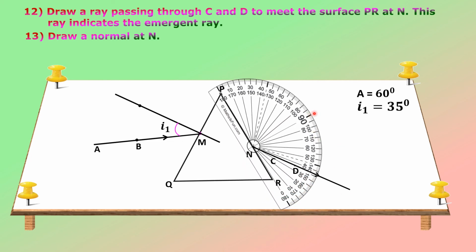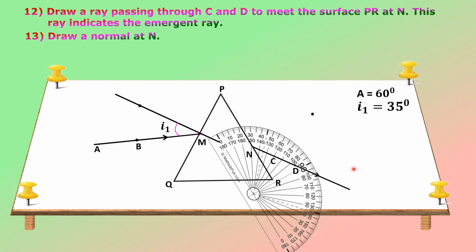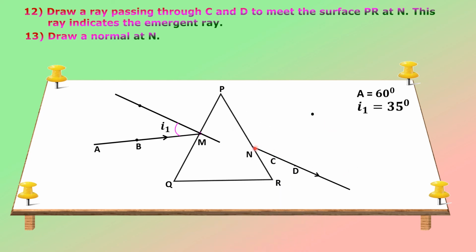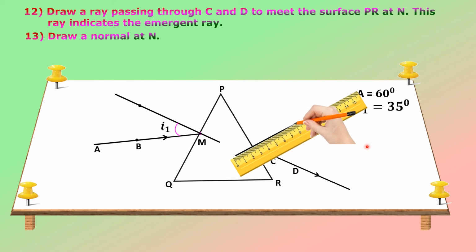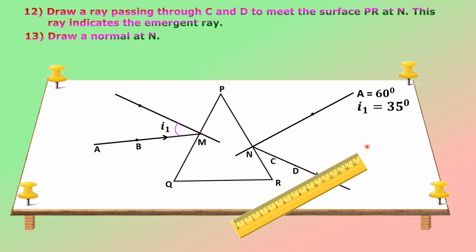So here is 90 degrees. Let us mark here. Now draw the normal like this. So this is the normal I am drawing. So some angle has been formed between the normal and the emergent ray.